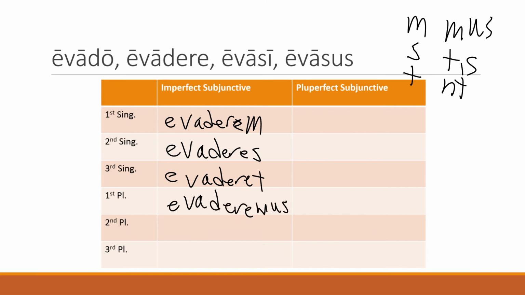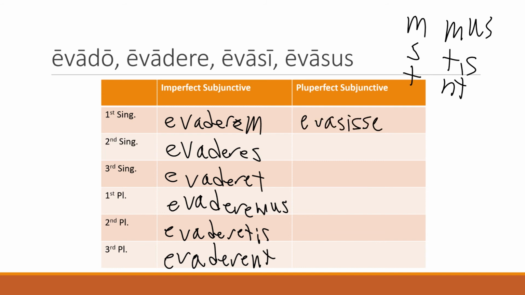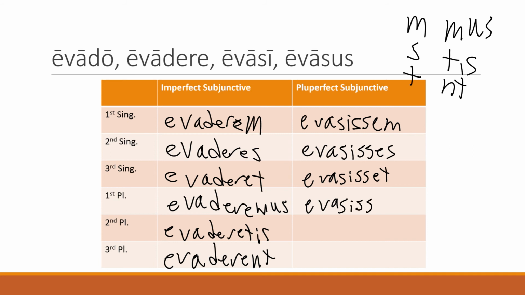For the pluperfect subjunctive, we are going to take the third principal part and make the perfect active infinitive from that. That's adding isse, and then our personal endings. So we're going to take evasi, add isse, and then our personal ending: evasissem, evasisses, evasisset, evasissemus, evasissetis, evasissent. And that's all there is to it. You take the infinitive forms and you add personal endings to it.